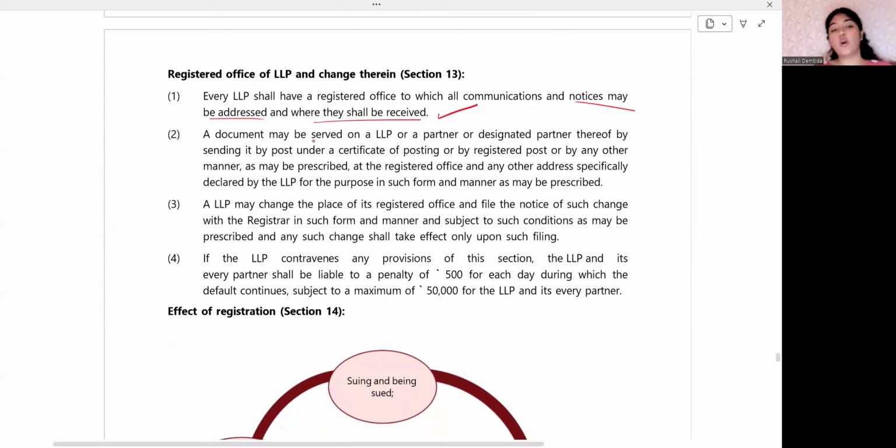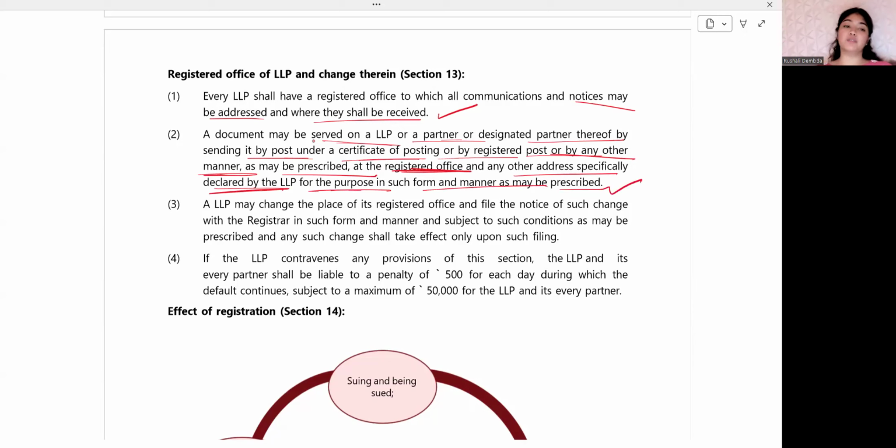Any document may be served on the LLP or a partner or designated partner thereof by sending it by post under a certificate of posting or by registered post or by any manner as may be prescribed at the registered office and any other address specifically declared by the LLP for the purpose in such form and manner as may be prescribed. So any document, any bill, any communication, notice or order the department wants to send you will be sent to the registered office place of business which the LLP has given. And if they don't want it at that place, they can give a specific different address also.